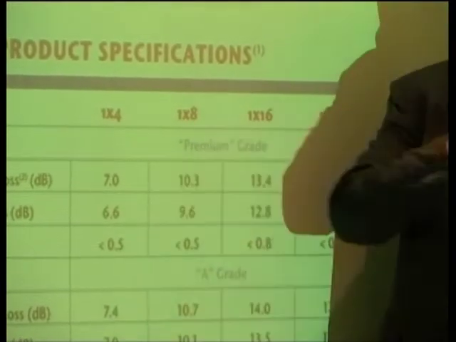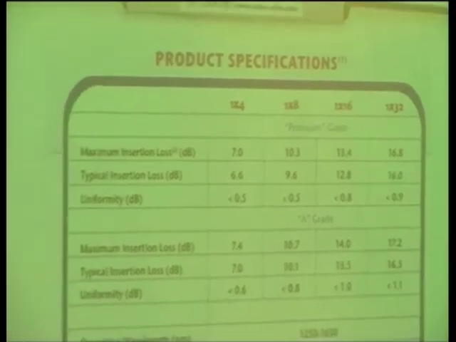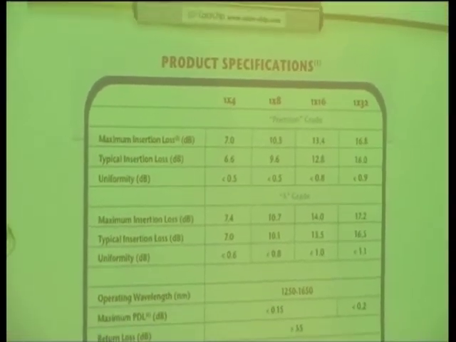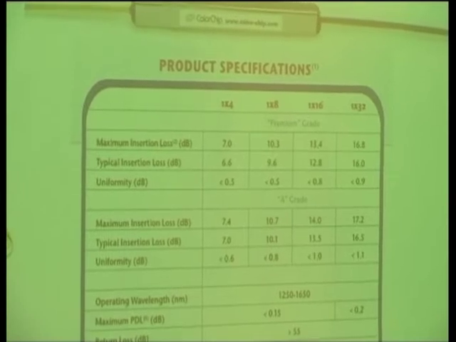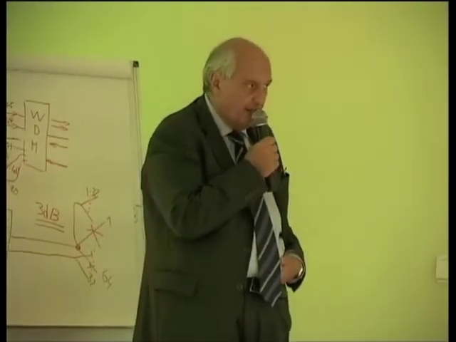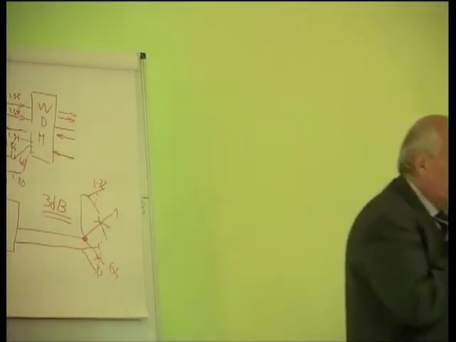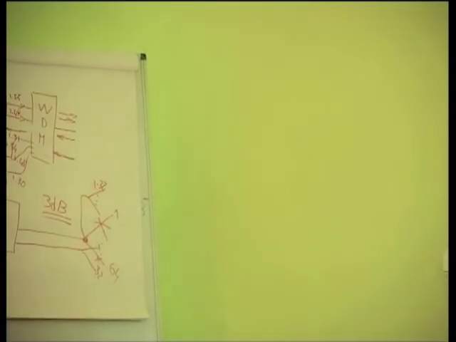The general trend is that as soon as I increase the number of outputs, let's say the splitting ratio, the insertion loss will increase because it is more difficult to build a component, and you make some errors during the construction and you increase additional losses.